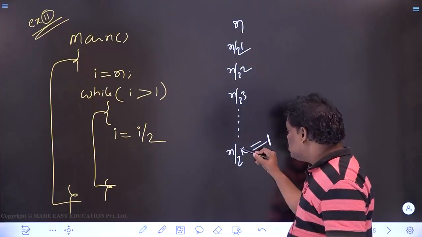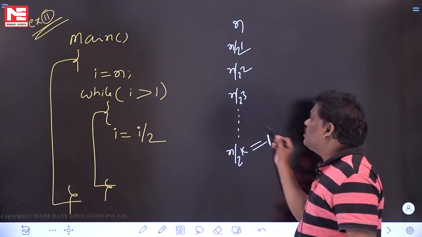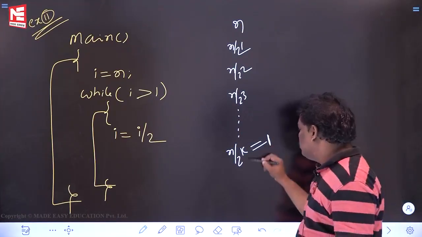This is 1. That is the reason I stop. If it is not 1, I will keep on dividing. 1 came, I stopped. Now can you help me? This is equal to what, the answer?